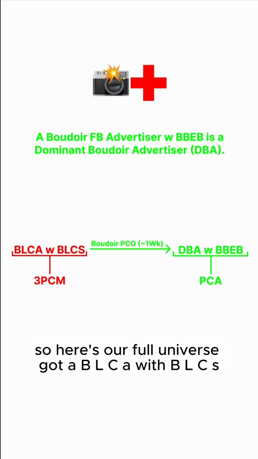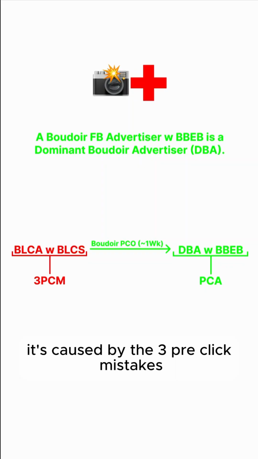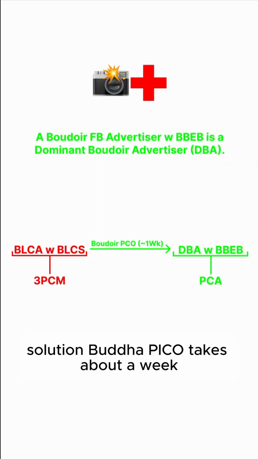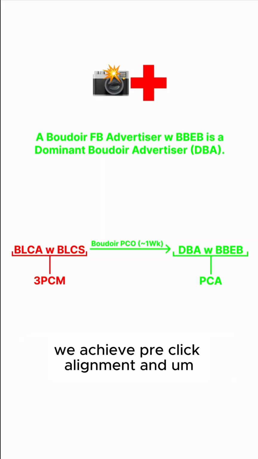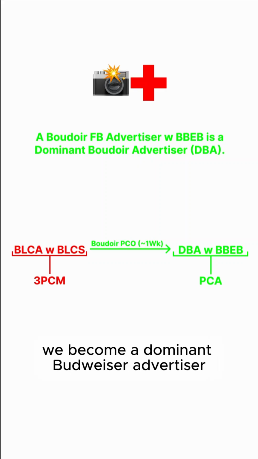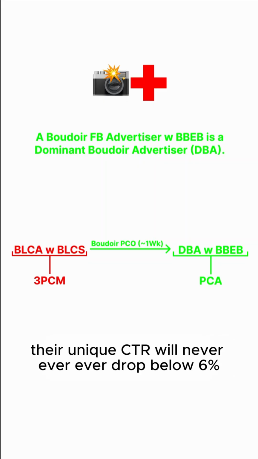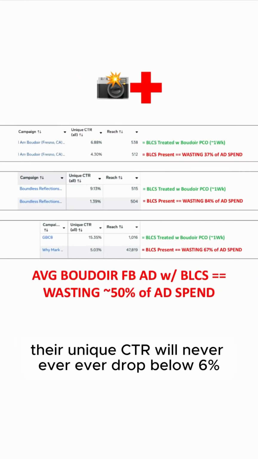So here's our full universe. Got a BLCA with BLCS. It's caused by the 3 pre-click mistakes. Solution with Boudoir Pico takes about a week. We achieve pre-click alignment, and we've become a dominant Boudoir advertiser with Boudoir brain entry boost. And those Boudoir Facebook ads, their unique CTR will never, ever, ever drop below 6%.